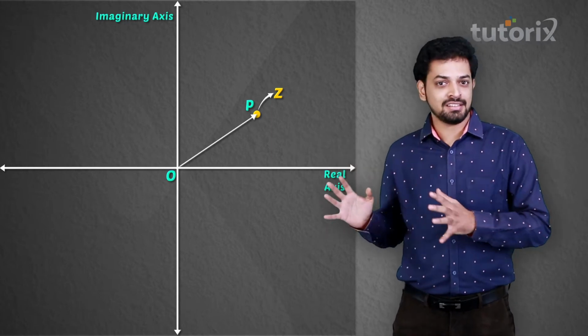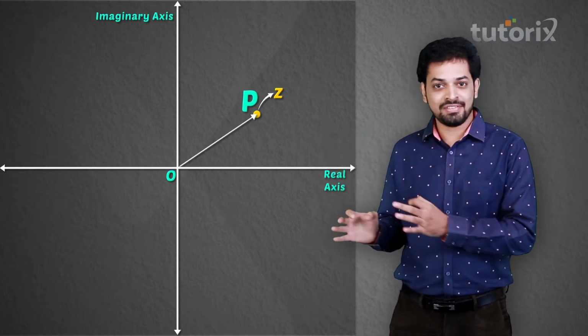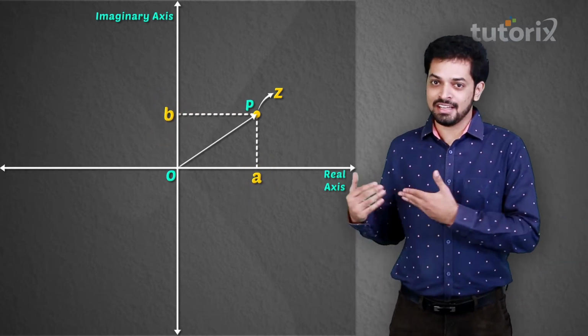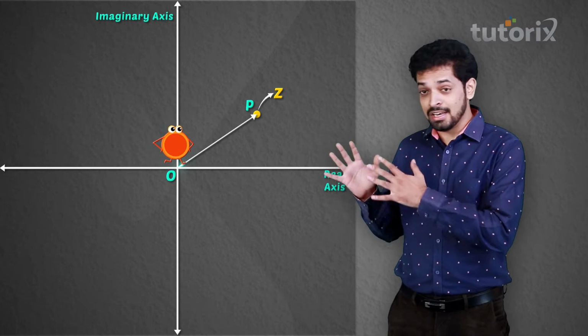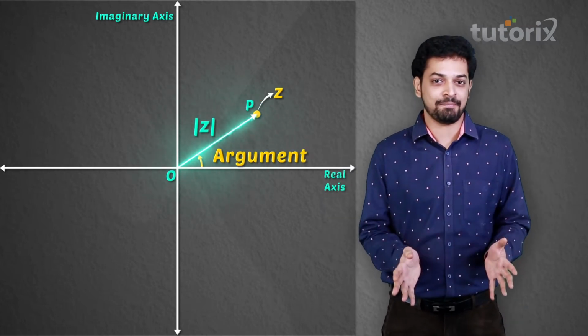Now this vector gives me all the information about this complex number. The tip of the vector gives me the point, so it gives me the x and y coordinates, and hence the real and imaginary parts. The length of the vector gives me the modulus, and the direction of the vector gives me the argument.